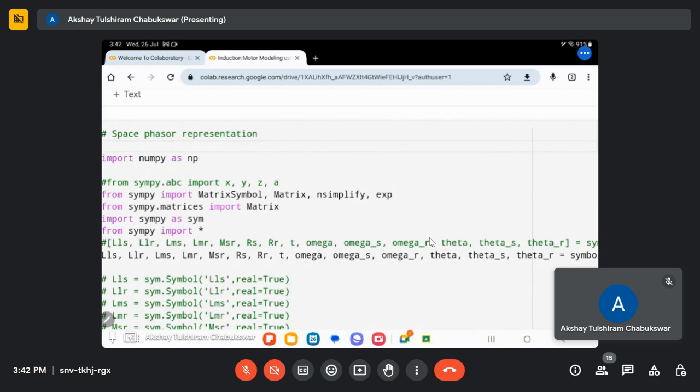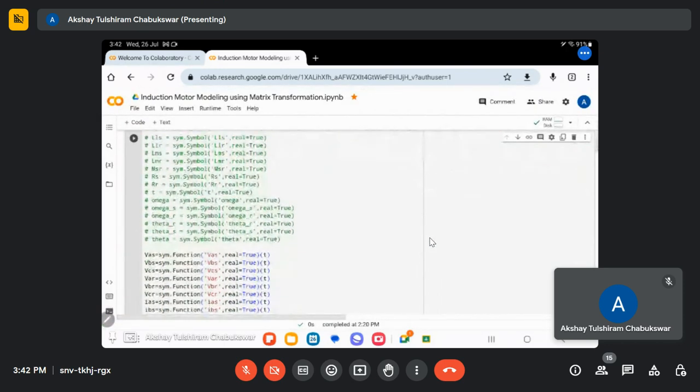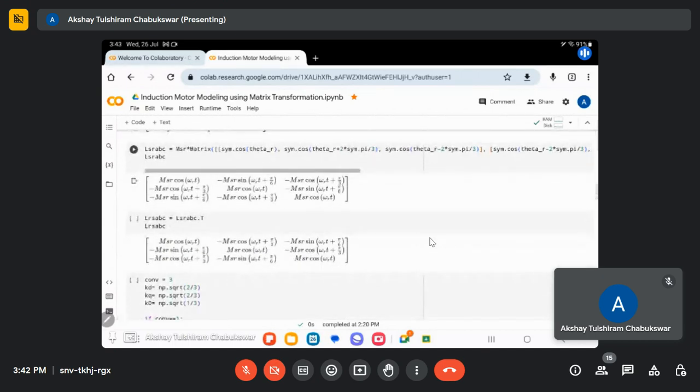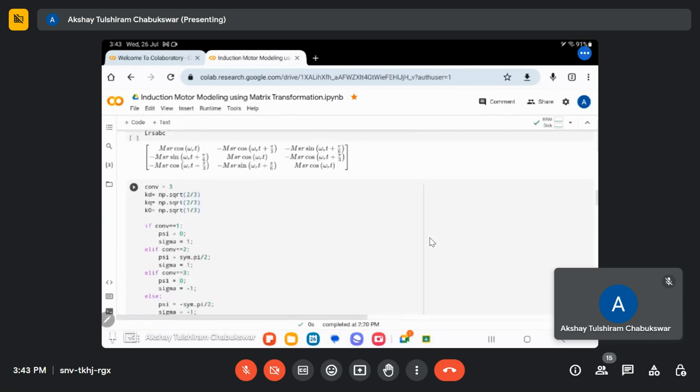Okay. I can't zoom here because it will edit it, and I don't want to disturb this code. Similarly, LRS in ABC is LSR in ABC, transpose of that. So it calculated the transpose. Now, as I told you, the DQ reference frame is arbitrary reference frame.